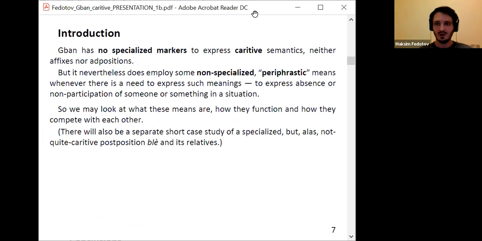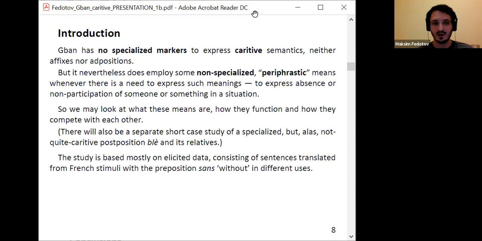Okay, so we may look at what these periphrastic means are, how they function, and how they compete with each other. Also, please tell me if I'm speaking too loud. This may be the case. Okay. And in the end of the talk, there will also be a separate short case study of a specialized marker, but alas, not quite a caritive marker.